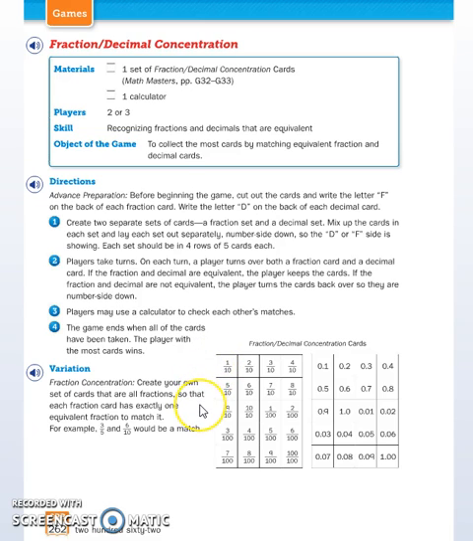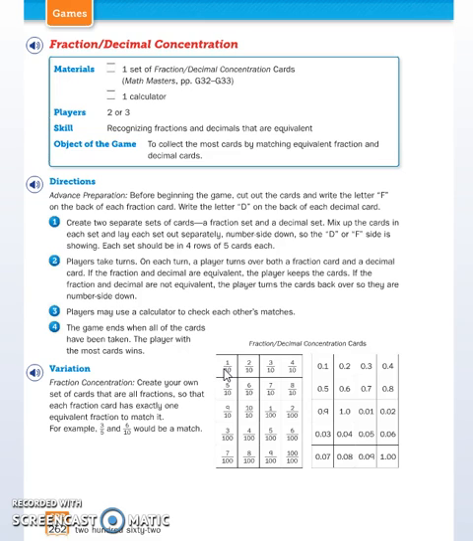So starting out, you're going to take your cards and lay them out in rows and columns all on the floor or the table where you're playing, with the D's and the F's facing up. Once you're done with that, one player is going to begin. They're going to flip over either a D or an F.